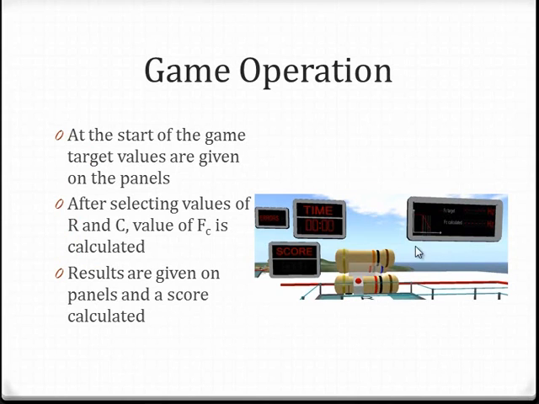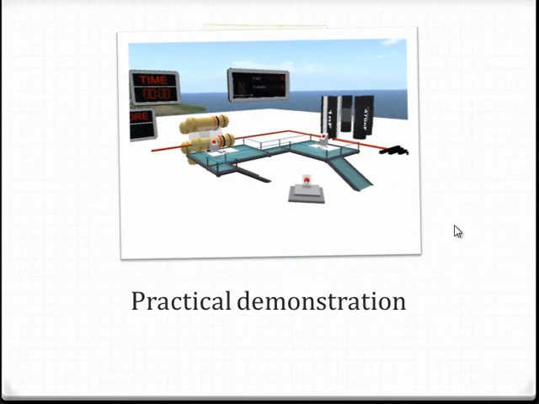At the beginning, the data are given on the panel. When you have validated, the cutoff frequency is calculated and compared with the correct values. The results are displayed on the panel, arrow and pi. To better understand how it works, here is an example.